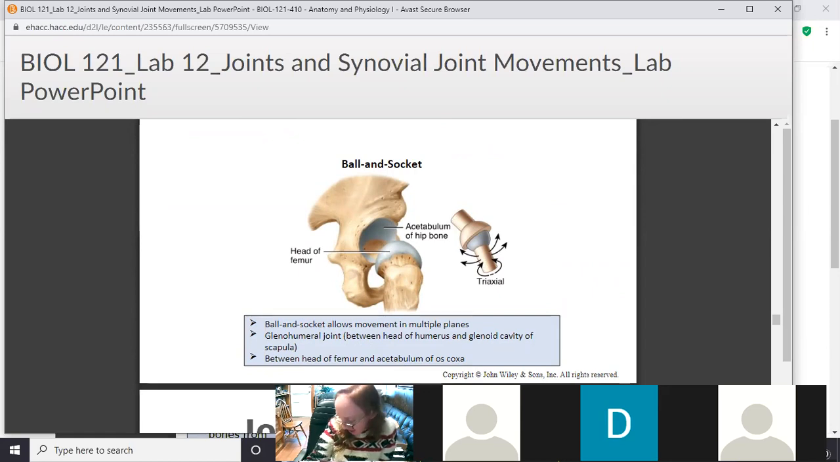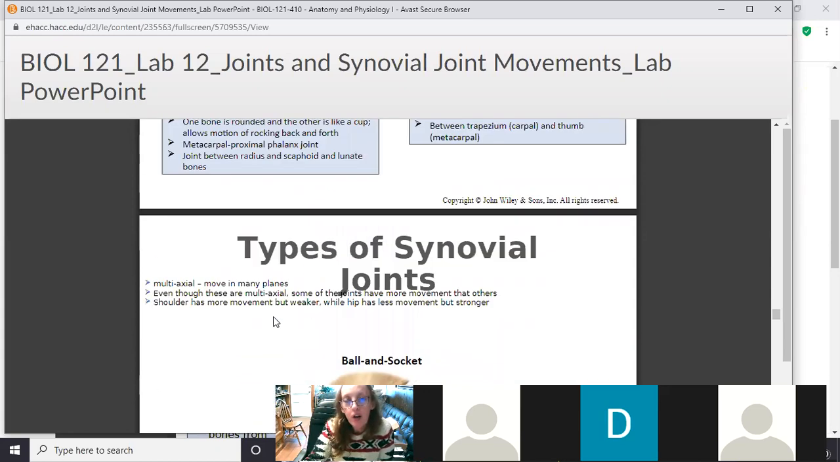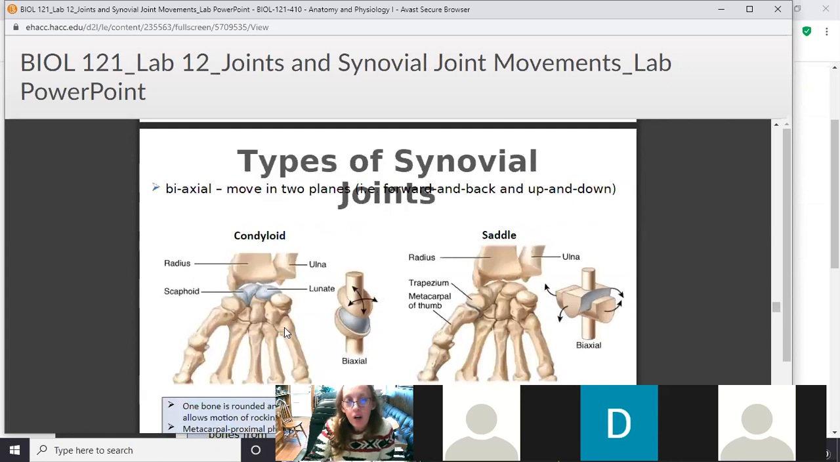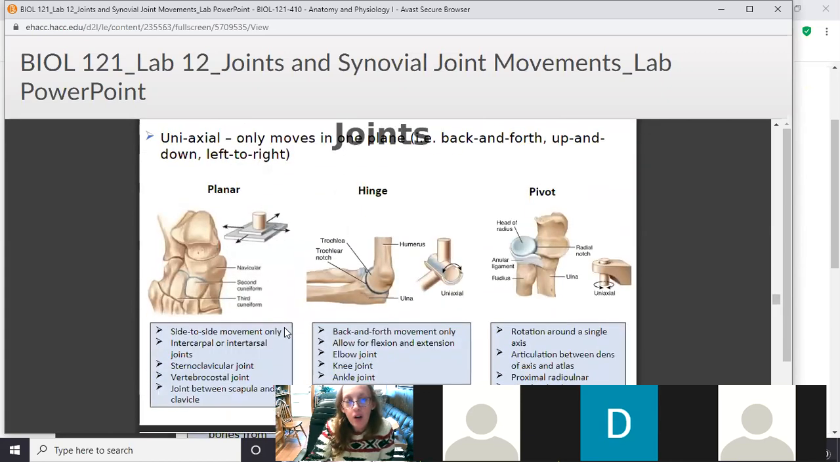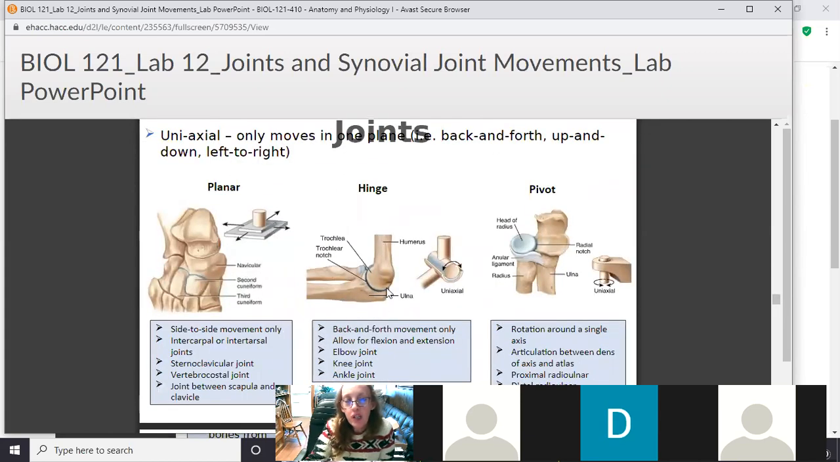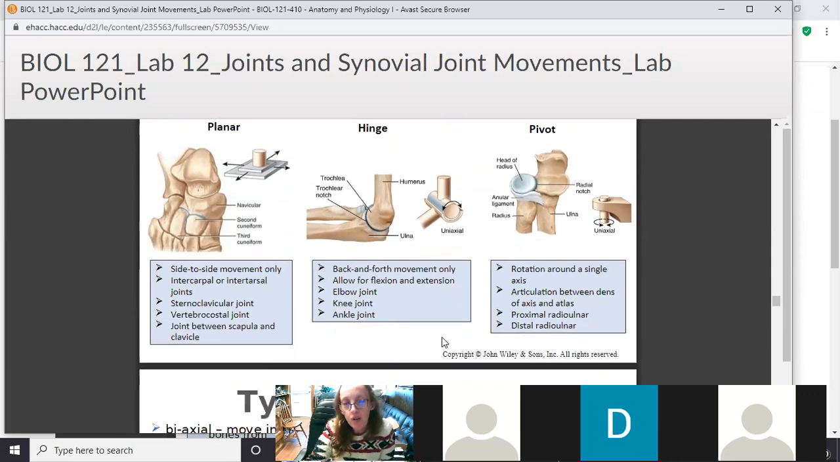Go ahead. Sorry, I was just on the worksheet. It's asking to give examples of where you'd find certain synovial joints, and it's planar, hinge, and pivot. Hinge, would that be the finger? The hinge would be like your elbow. Yeah, it's also your knee and your ankle. Why don't I wait a minute? You guys, this is planar, hinge, and pivot.